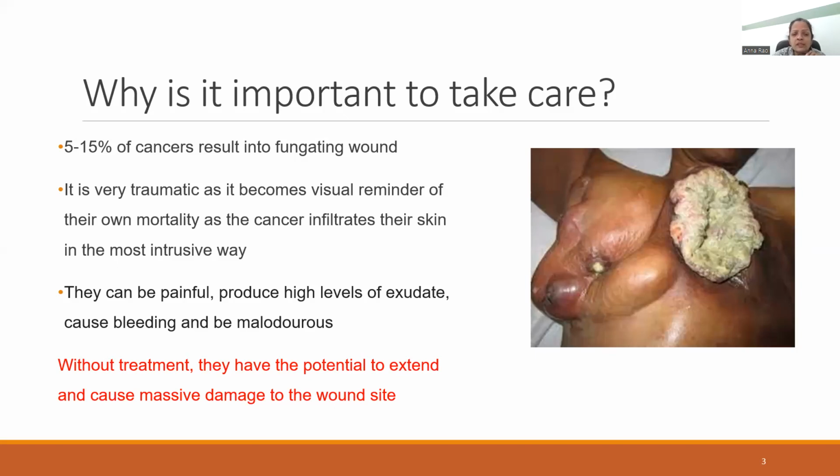So along with the physical problems, it creates a lot of psychological, social, and of course spiritual problems. We have learned how to do the assessment of any problem under these four headings, so today also we will do it under these four headings at a later point. And if this type of wound is left without treatment, it has the potential to extend and cause massive damage to the site and also surrounding tissues. That is why it is essential that when we find this type of wound, we immediately take certain measures so that the patient remains a little comfortable.